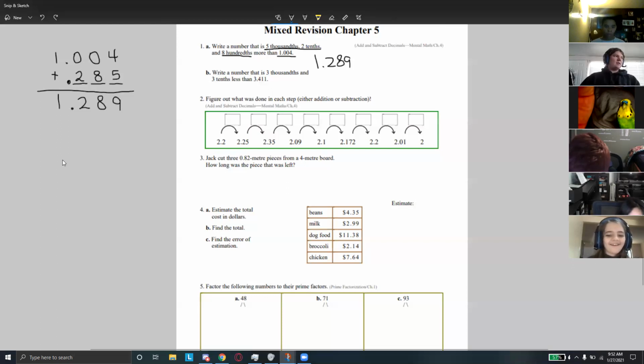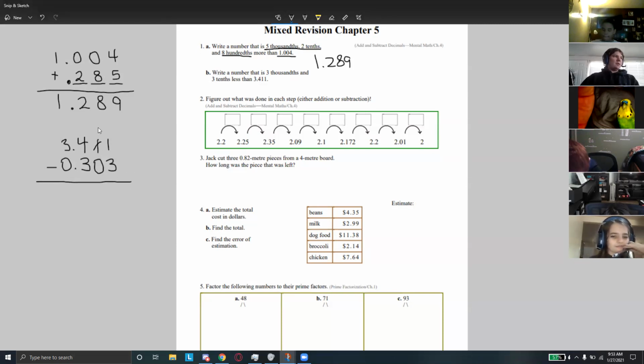Next we have, write a number that is 3 thousandths and 3 tenths. So that would be 0 in the ones place, 3 in the tenths place, 0 in the hundredths place, and 3 in the thousandths place, less than 3.411 thousandths. So I just line up the decimals, then subtract like normal.